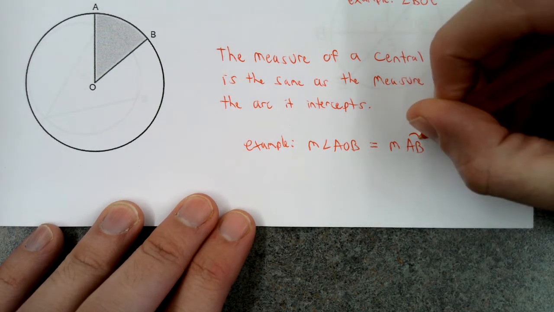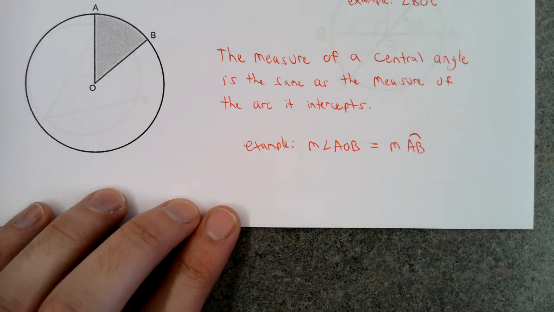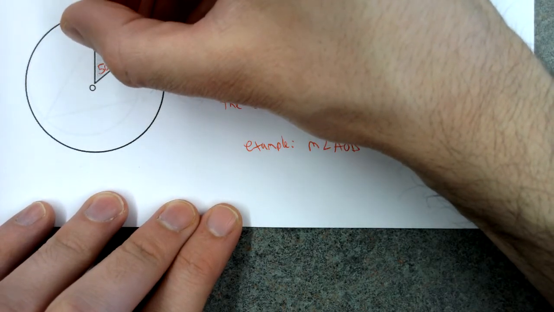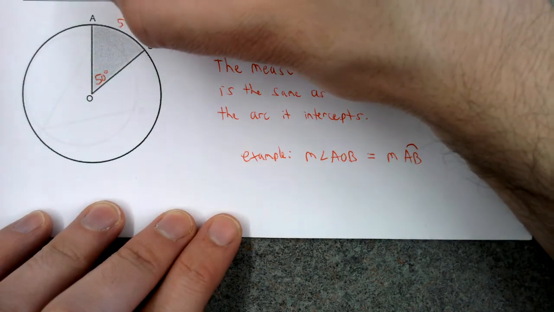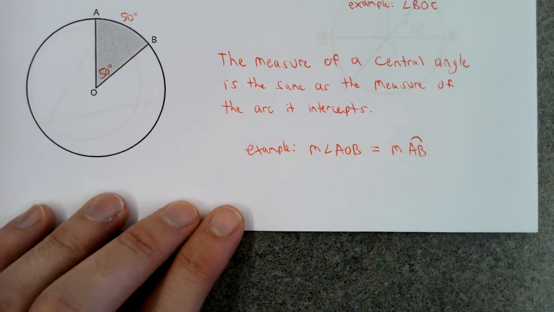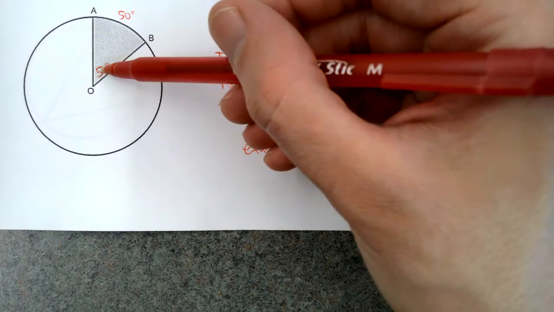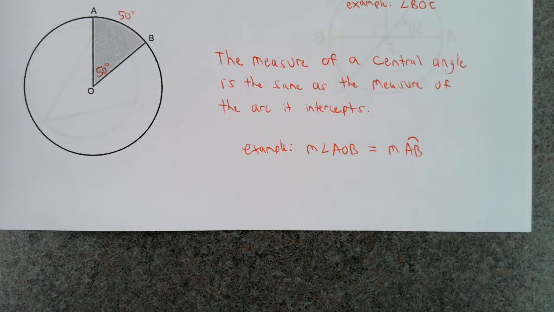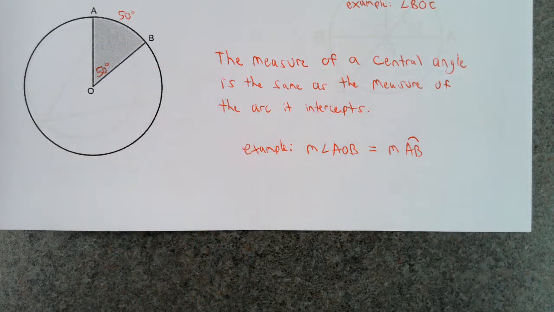Notice the notation for the arc. So let's just use some numbers. Let's pretend that the measure of angle AOB is 50 degrees. That means that the measure of arc AB is also 50 degrees. So a central angle's measure equals the measure of the arc it intercepts. And by the way, in case you don't know this already, all the arcs of a circle add up to 360.